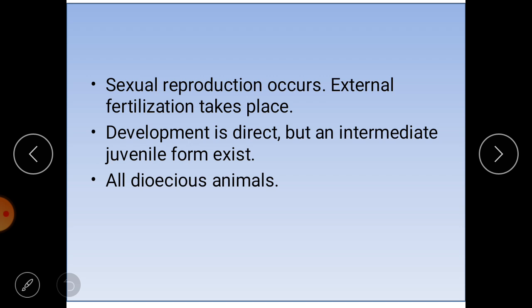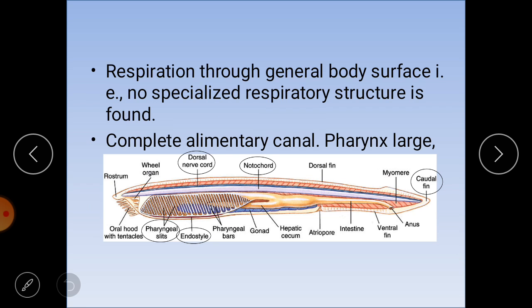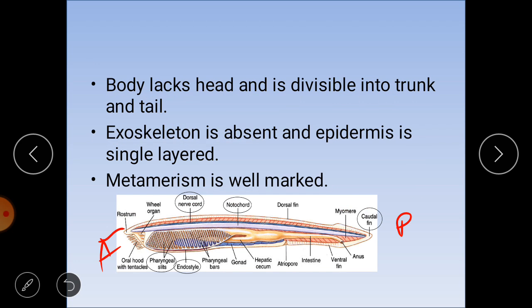So that's why I have mentioned to you that even in the intermediate stage they show the chordate characters, right? And all animals are dioecious, and you know what dioecious means: male and female separation will be there. So that is dioecious. So that is all about the general characters of cephalochordata, right? And the example for this one, as you have seen here, is lancelet or Branchiostoma.